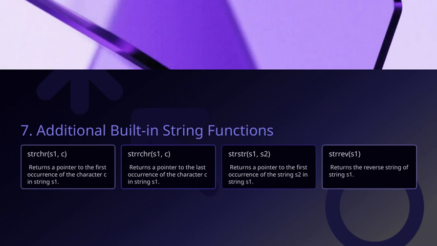Moving on, strstr is a powerful function that searches for a substring, s2, within another string, s1. It returns a pointer to the first occurrence of s2 in s1, which is very useful for pattern matching or extracting specific parts of a string. Finally, there's strrev, which simply reverses the string s1 and returns the reversed version. This can be helpful in various applications, such as palindrome checking or data manipulation.